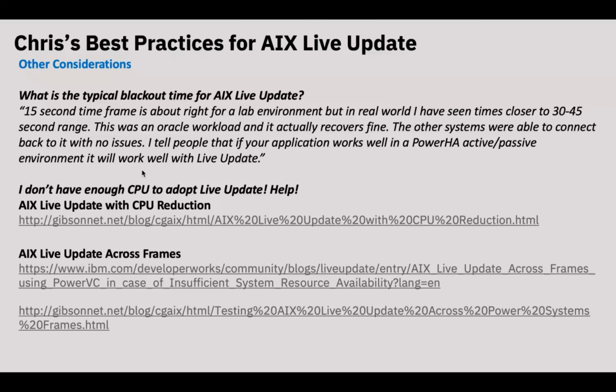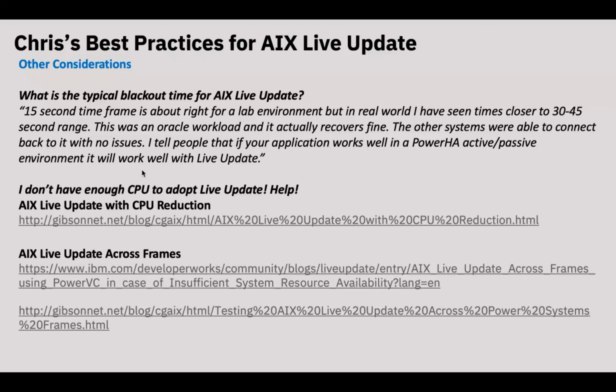Another common problem that people come to us with is that we don't have enough CPU to adopt live update. And the issue here is that because we're creating a surrogate, it's essentially a complete copy of the original, which means if you have 10 cores and 100 gigabytes of memory, you need to have 10 cores and 100 gigabytes of memory free on your Power system to perform a live update. Not everyone has that luxury.